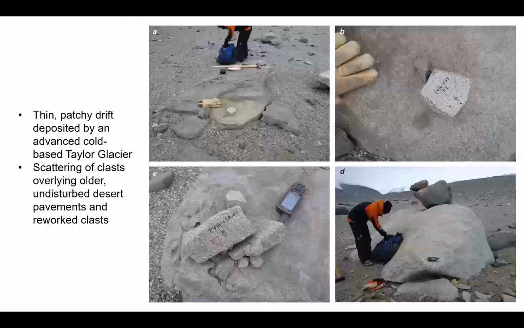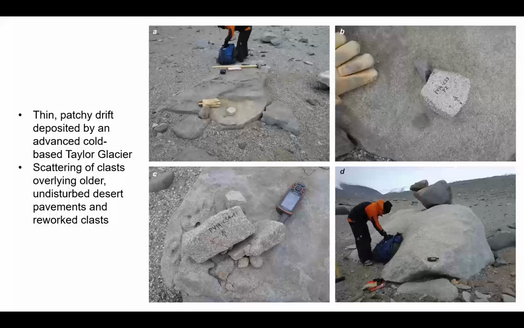So you've got some much older, well-weathered samples hosting cobbles, these relatively young cobbles, peppered all over the surface. So this thin patchy drift is really a peppering of small clasts on top of a relic surface. So when that cold-based, non-erosive ice advances, it scatters some of these samples and then retreats, leaving the old surface behind.